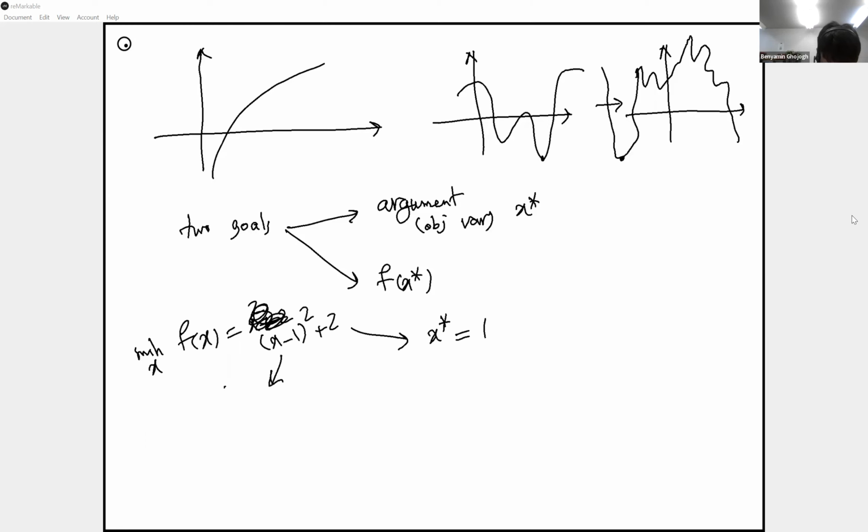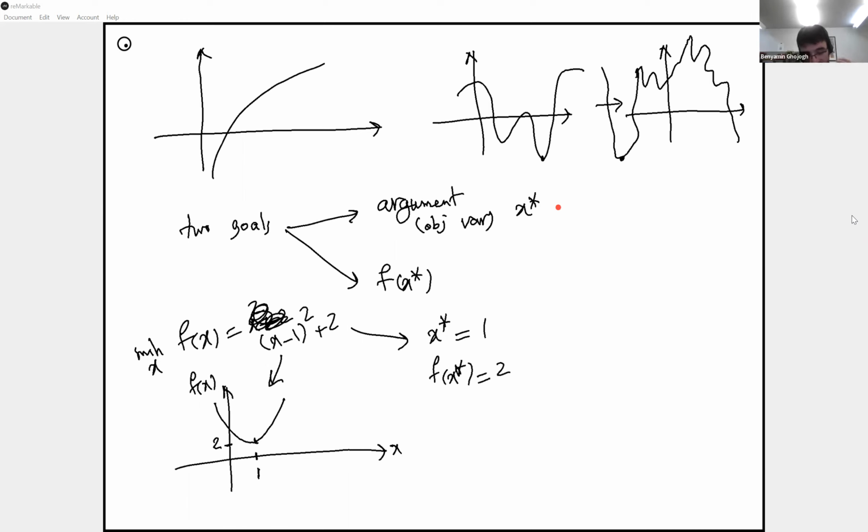The function is like this. This is 1, this is 2, this is f of x. At x star equal to 1, but f of x star is 2. Usually, when you apply a monotonic transformation and you solve the optimization problem, it gives you the x star, and as long as your transformation was monotonic, the x star after the transformation is the same as x star before the transformation. Then you're done, if your goal is this.